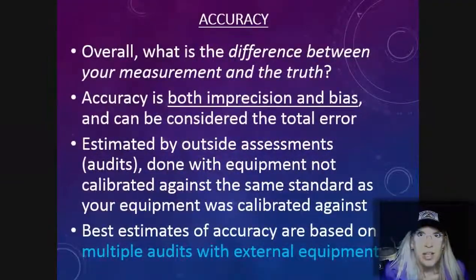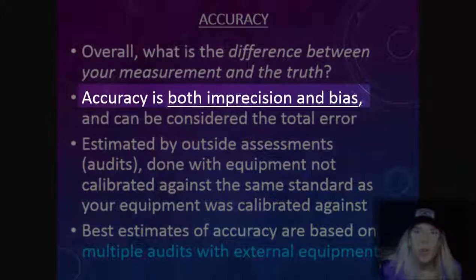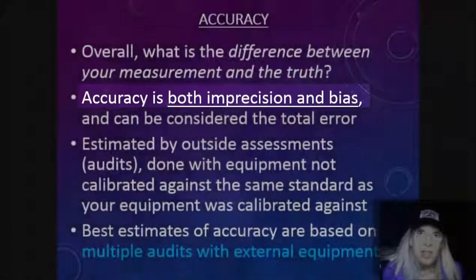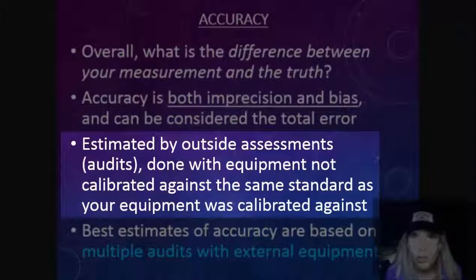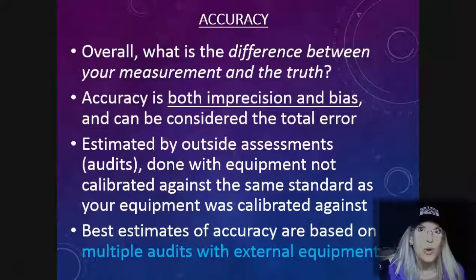And then the last data quality indicator is accuracy. And accuracy combines both imprecision and bias. And accuracy is really only estimated when you call in an outside auditor, or at the very least equipment that wasn't calibrated against the same primary standard that your equipment was calibrated with, so that you can do a truly independent assessment of the numbers that your equipment is telling you against another piece of equipment that was calibrated against a different primary standard. That's really the only way to estimate accuracy or total error.